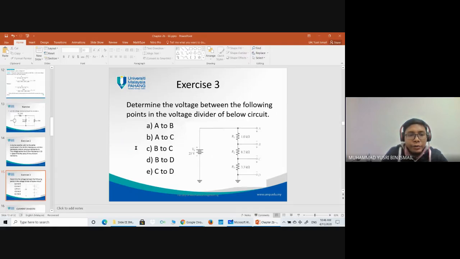Now we move to exercise 3. Determine the voltage between the following points in the voltage divider of the below circuit.